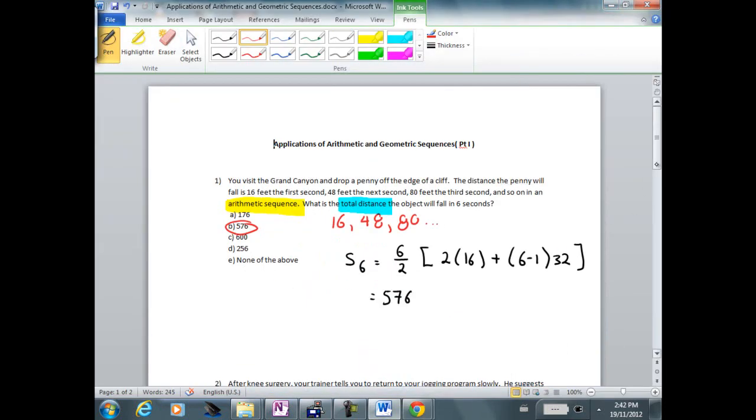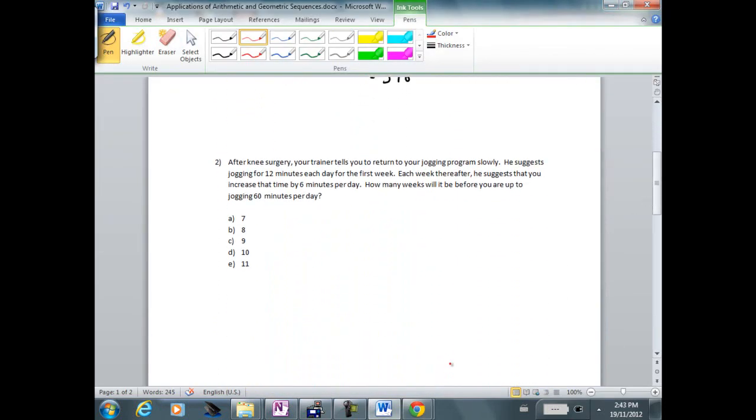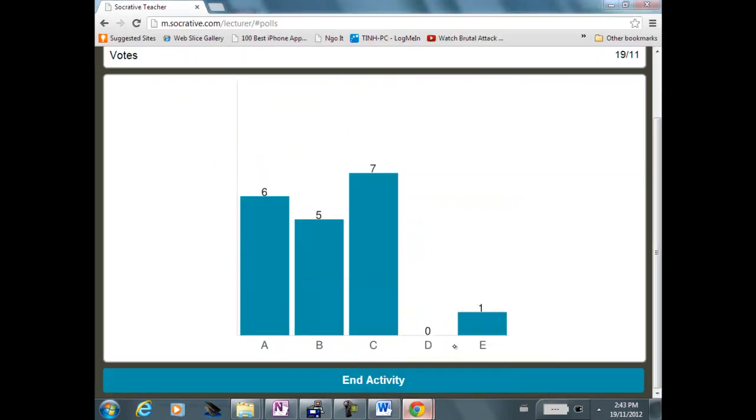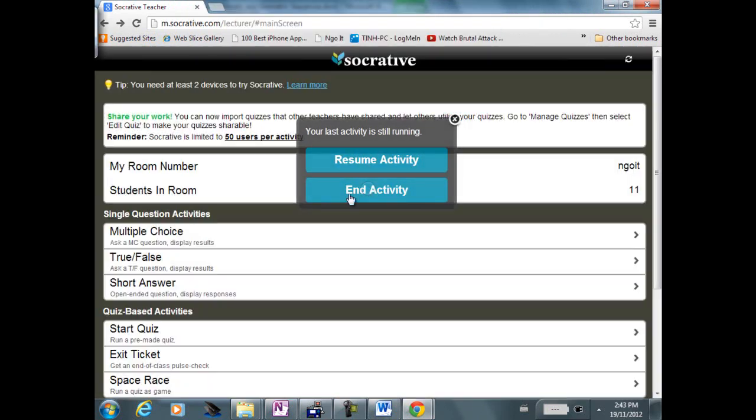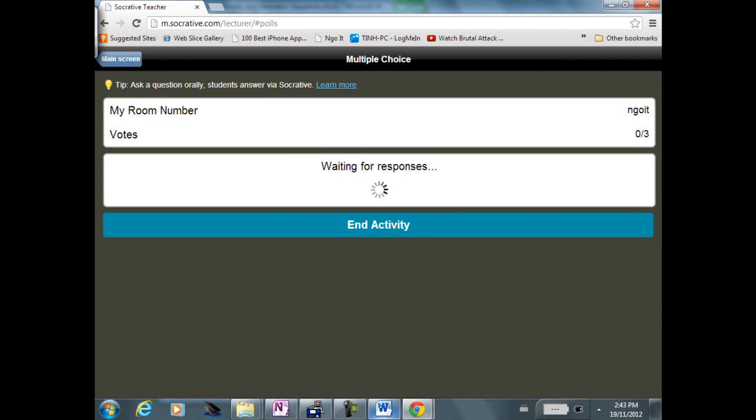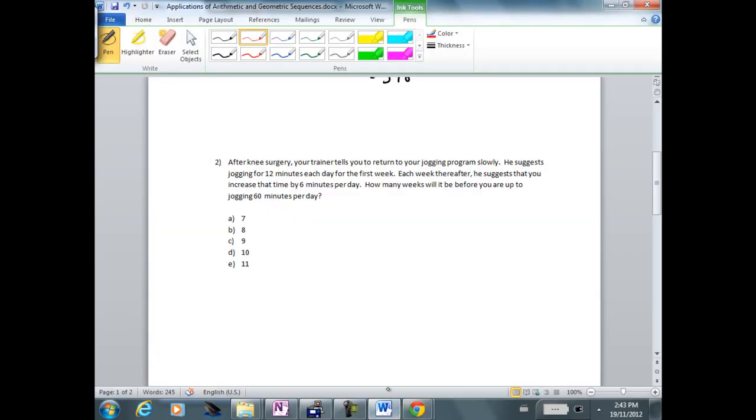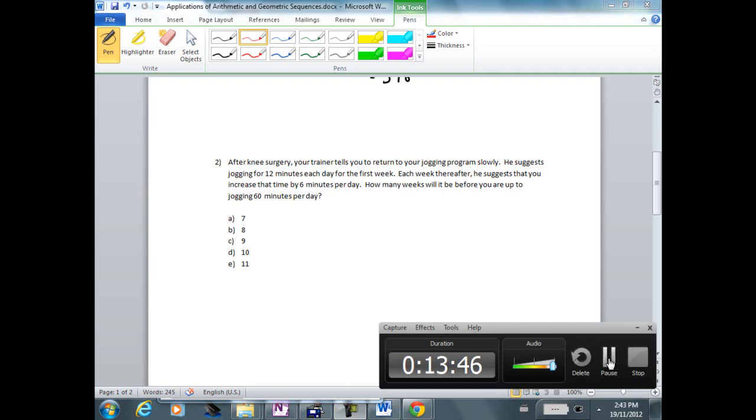I want you to try example number 2. Example number 2 and activity. I'm going to open up the voting process again, and we're going to see as a class. So example 2 says this. After knee surgery, your trainer tells you to return to your jogging program slowly. He suggests jogging for 12 minutes each day for the first week. Each week after, you increase that time by 6 minutes per day. How many weeks will it take you before you can jog up to 60 minutes per day? I'm going to pause it and let you try this on your own.